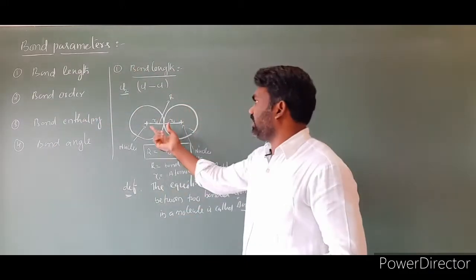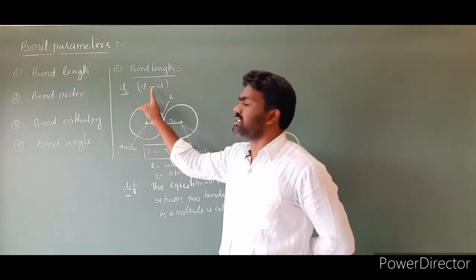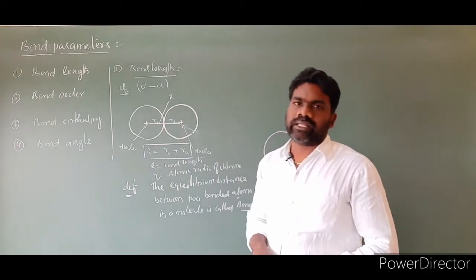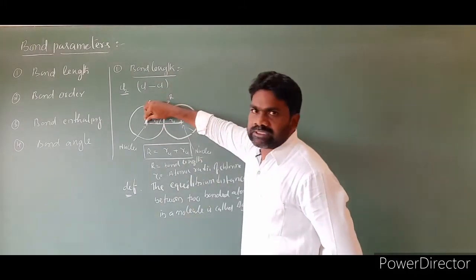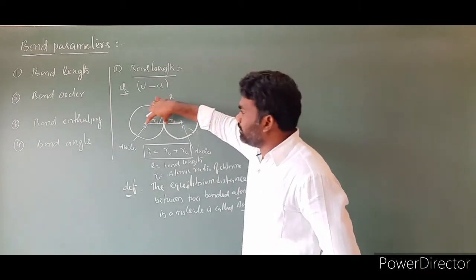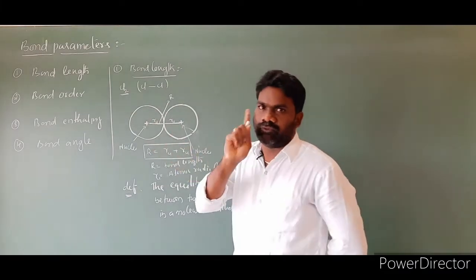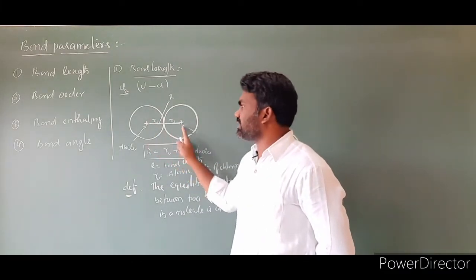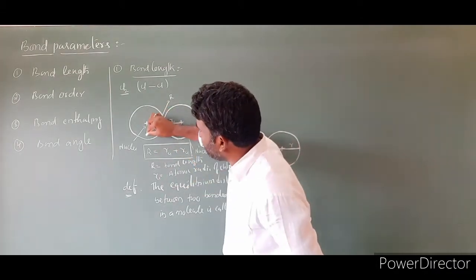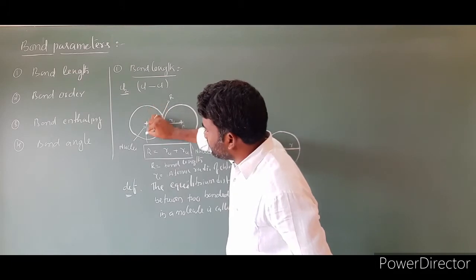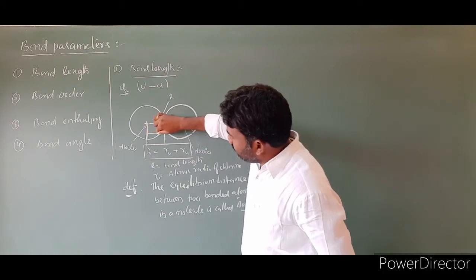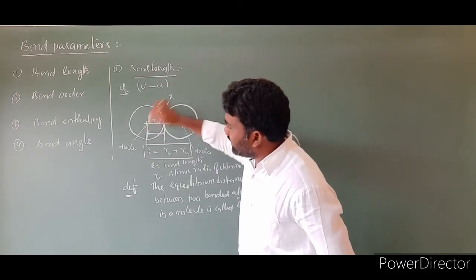And we can take another definition here, the covalent radius. This radius is also called the covalent radii. How do we take the covalent radii? These are the nuclei of two atoms, and this total distance is the bond length. If you want the radius of one atom, we have to take half of the distance. This half distance we call the covalent radius.